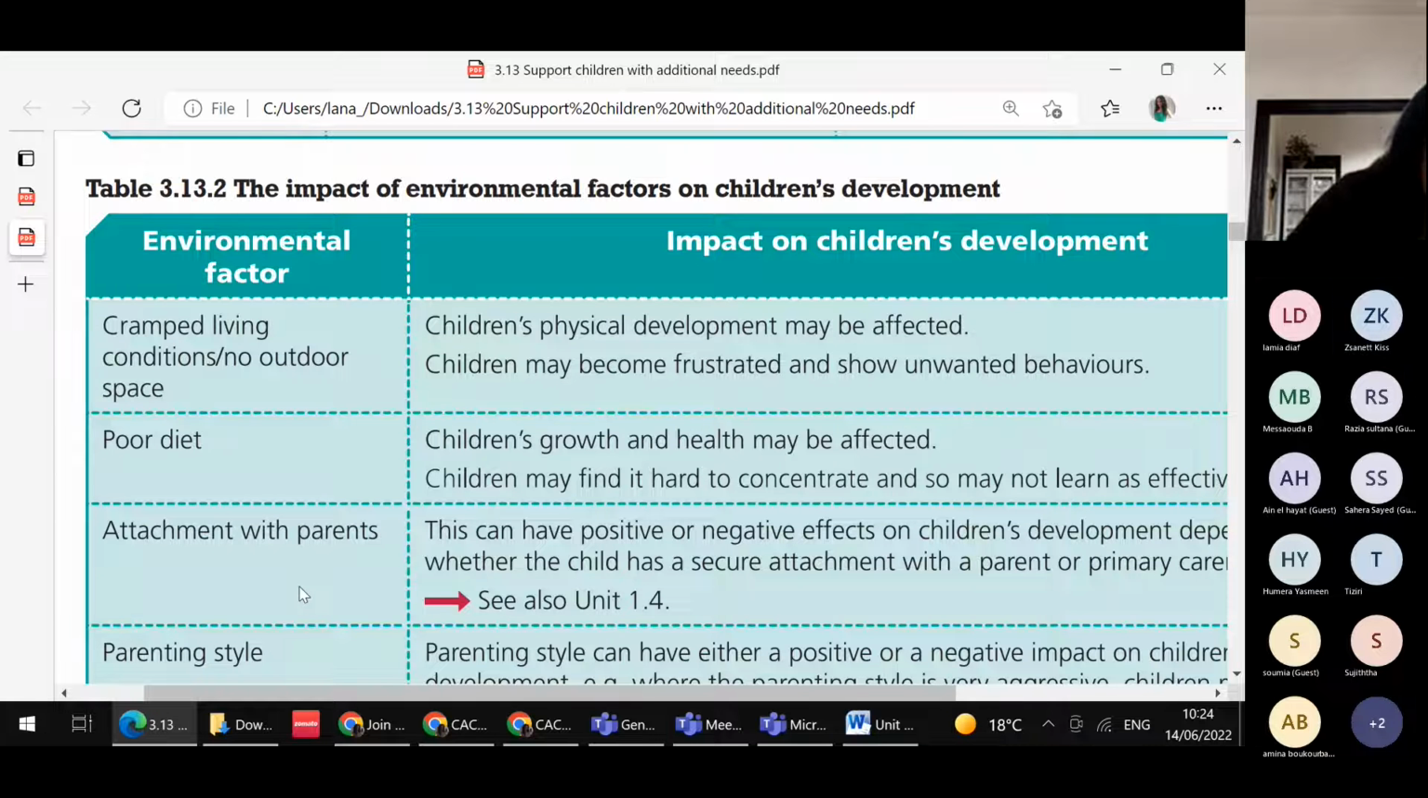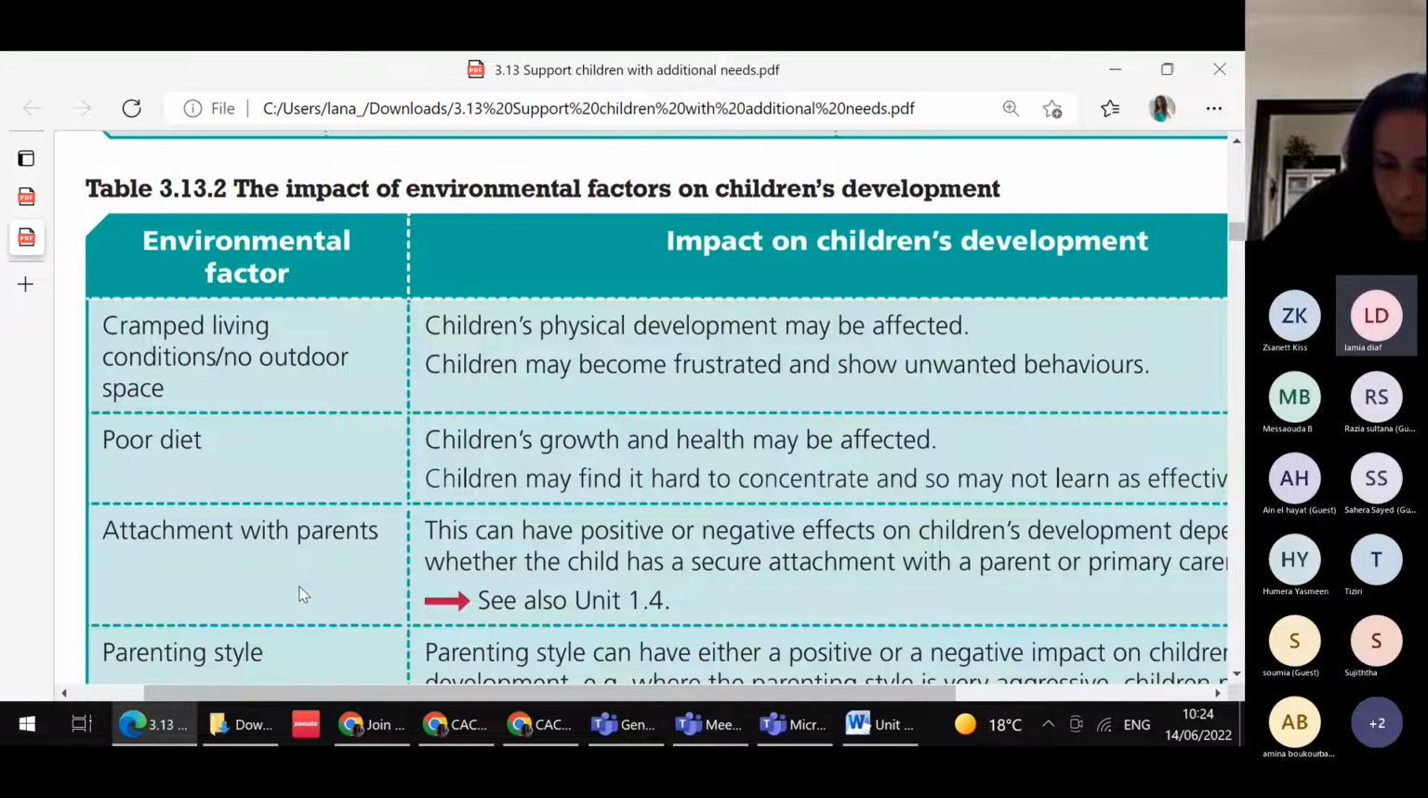So first of all, we have cramped living conditions, or when they have no outdoor space. If the child is stuck in a very small, let us say, studio flat with so many siblings, they don't have a garden, they don't have a balcony, they don't have any outdoor area. This is an environmental factor that would affect the child's development. How would this affect the child's development? Can we think?